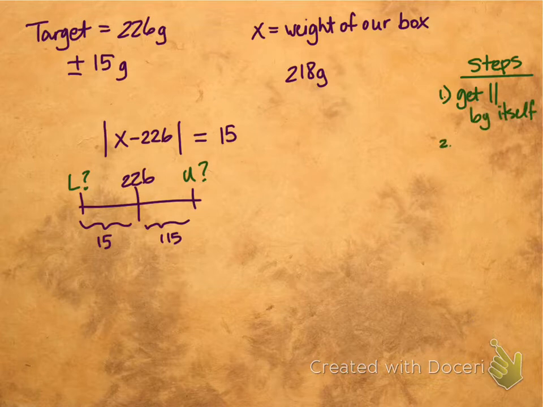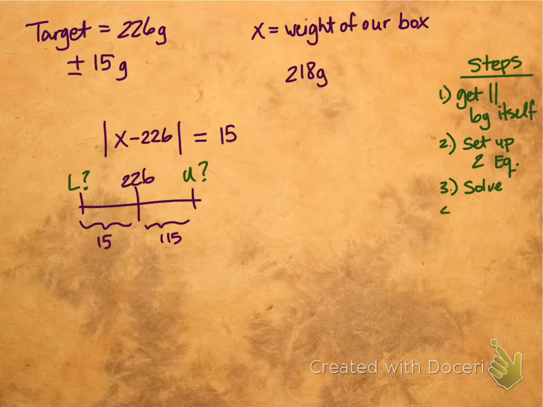Step 2, we needed to set up two equations. I'm gonna abbreviate that EQ for equations. And then step 3, we're gonna solve. Step 4, we would check. So in this case, we have the absolute value of x minus 226 equals 15. Our absolute value is already by itself.